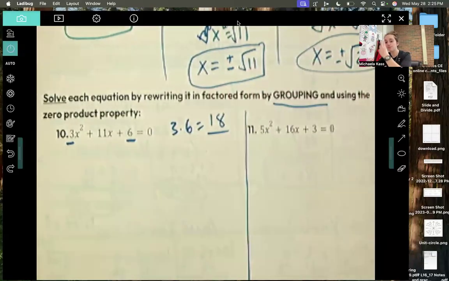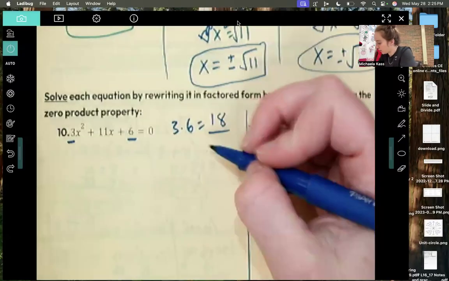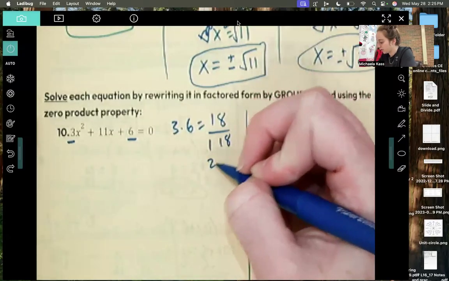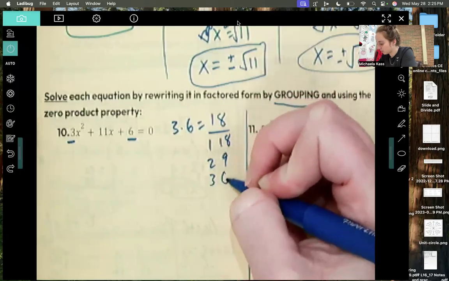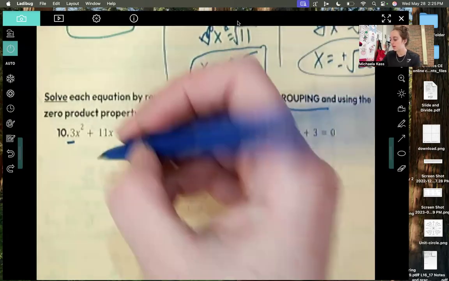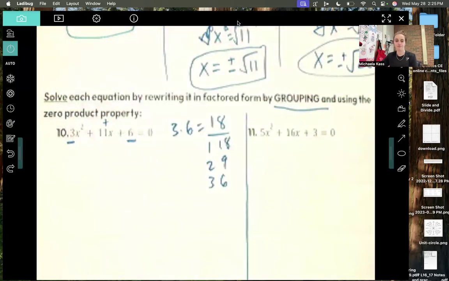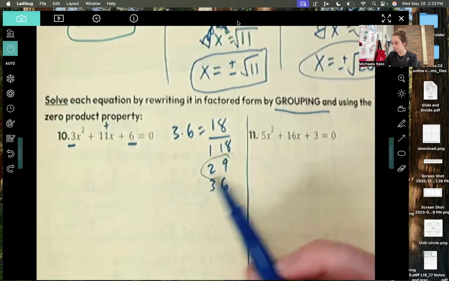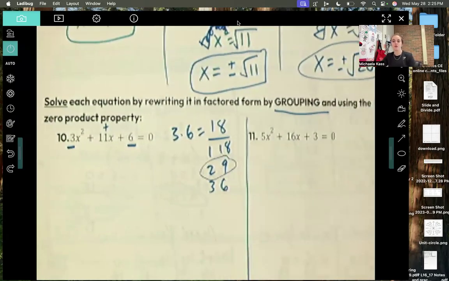3 times 6 is 18. Now, second step, find the factors of 18. So we got 1 and 18, 2 and 9, 3 and 6. Out of all those numbers, your job is to find the 2 that add to 11. Hopefully you found them. Okay?